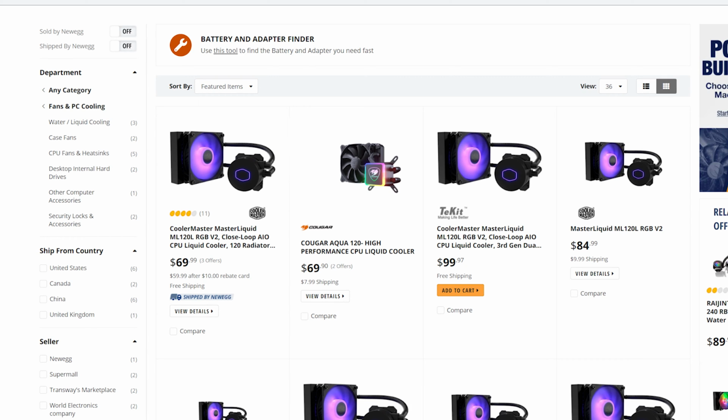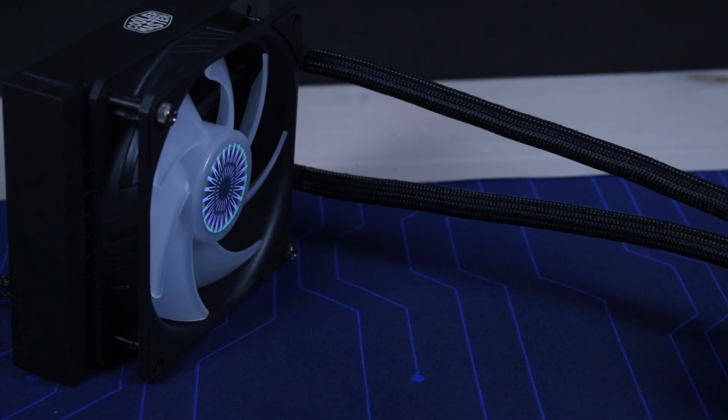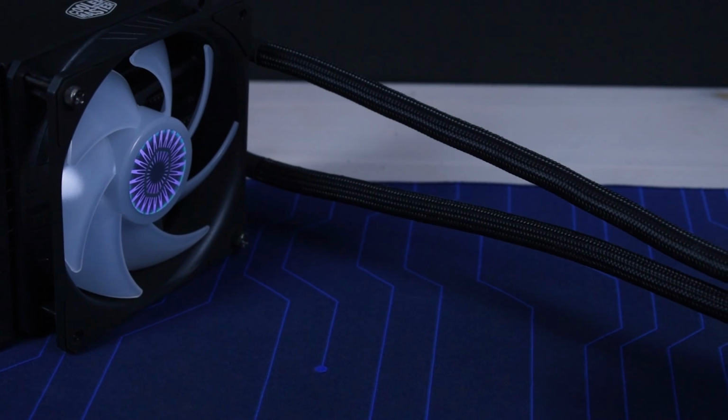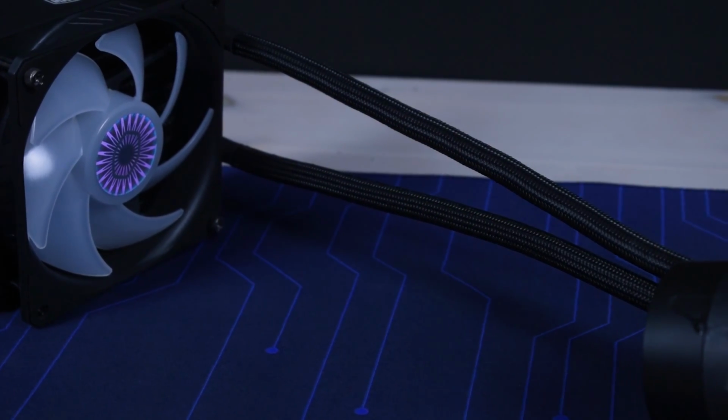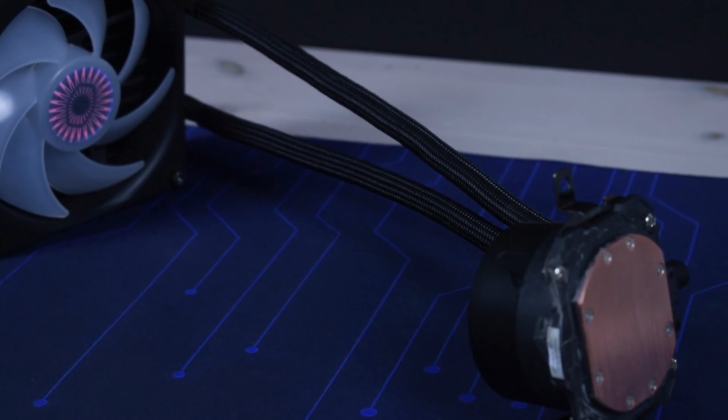On the price side, it gets a bit complicated, as in the US, both all-in-ones are listed for $69 on Newegg, while in the EU, the Cougar tends to be a couple of euros more expensive at something around 54 compared to 52 for the ML120. So to sum everything up, the features are somewhat the same. The price is somewhat the same, and the performance is somewhat the same. The only real difference is that the ML120 is way more efficient, making it the clear winner in this comparison.